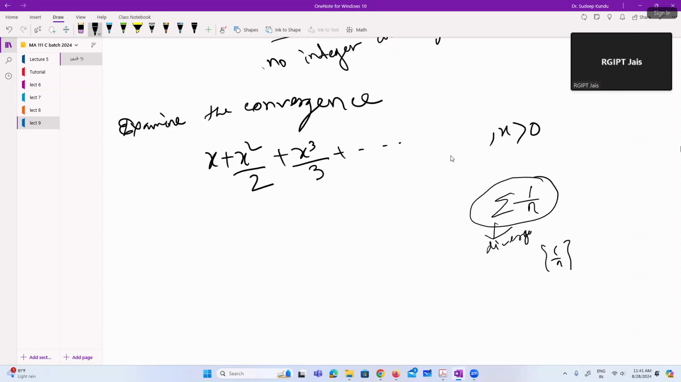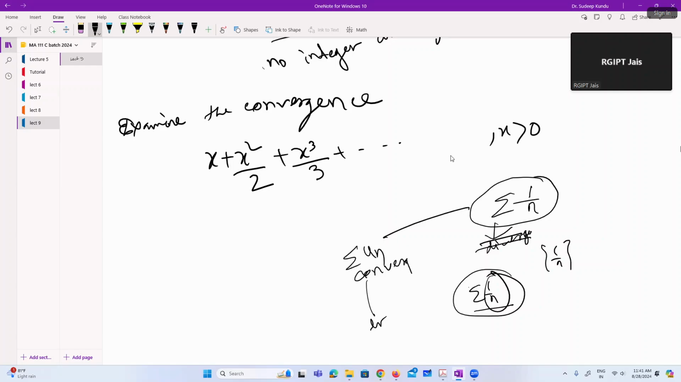That does not mean that if the nth term of the series goes to 0, the series will converge, right? The example is this one. The nth term of the series going to 0 does not imply the series will converge, because it is a necessary condition. If the series converges, then the limit of Un equals 0. But if the limit of Un is 0, we don't know. We have to check. No conclusion. So it's a necessary condition, not sufficient. Is it clear? So this series is always divergent. Already you have shown it, right?